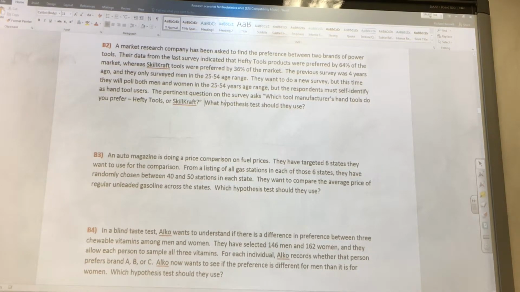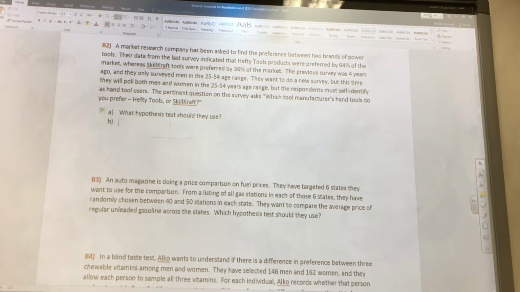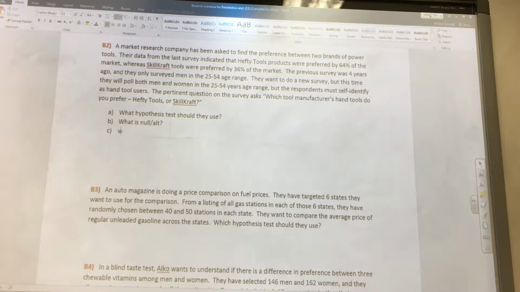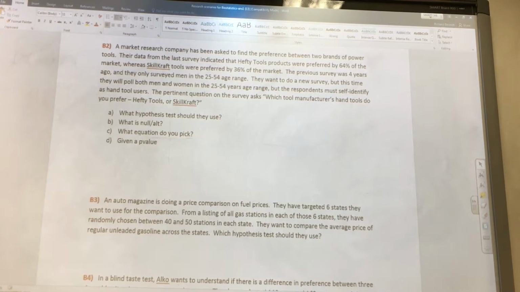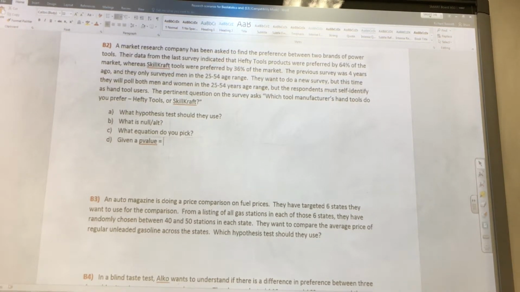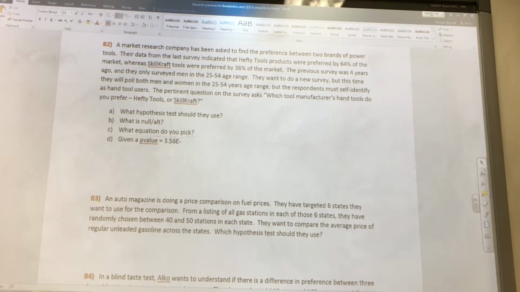Okay, so the 4 questions are going to be A, what hypothesis test should they use? B, what is the null and alternative hypothesis? C is going to be what equation do you pick? And given a p-value equal to, here I'm going to give you a crazy one. How about 3.56 e minus 12. What do you do?